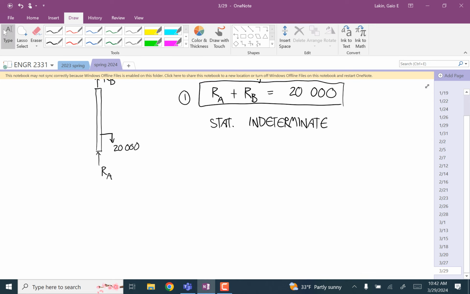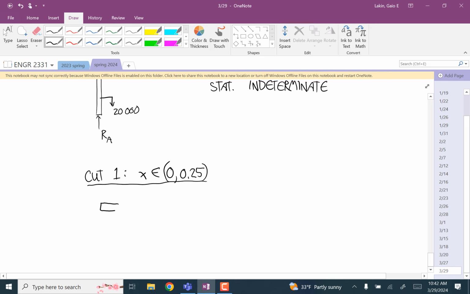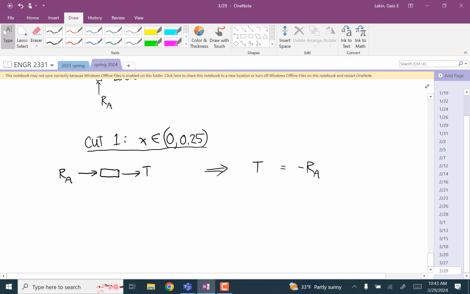And so now we do the cuts. And all this still looks the same. So for x from 0 to 0.25, we have this force RA, the internal tension T, and so T is equal to negative RA. So far, everything still looks like it did in the first example. Our second cut is still going to look like the first example.